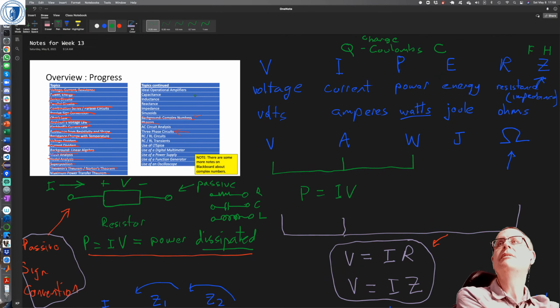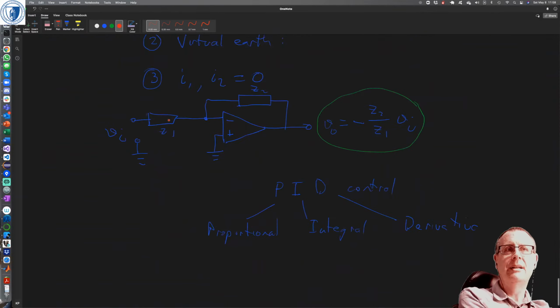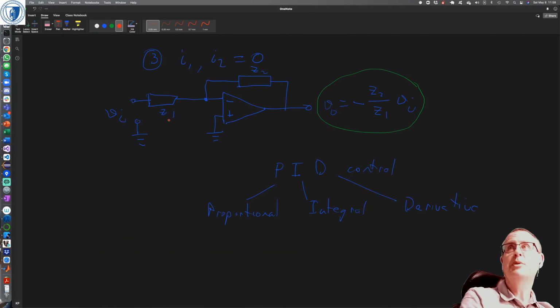Okay, so we've got ideal operational amplifiers. Now let's go through capacitance, inductance, etc. So remember, for a capacitor, let's go with green again.